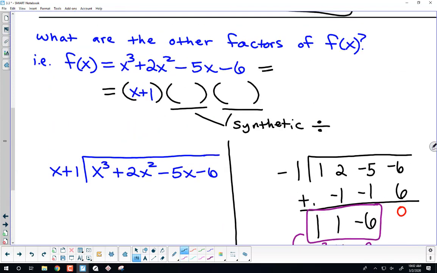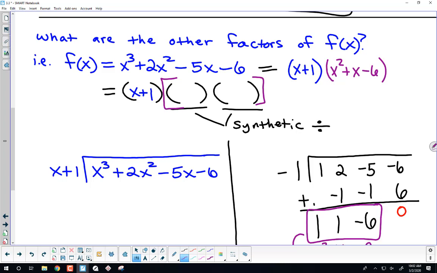So what we have so far is the factor we already knew of, x plus 1, and then we get the quotient, the result of division, as we saw, was x squared plus x minus 6. So that's how we've factored our function so far. Does anyone have any questions? And again, from this quadratic, x squared, we're getting these other two factors. So now we've got to figure out, how does the quadratic factor?